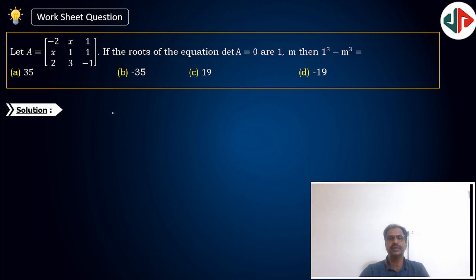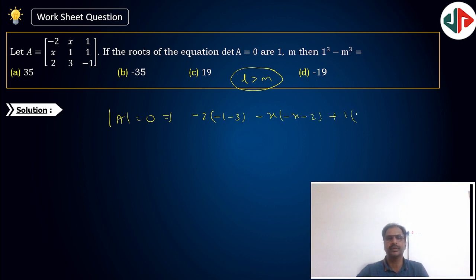If the roots of the equation det A = 0 are L and M, then find L cube minus M cube. I think here it should be given that L greater than M. That condition is missing.